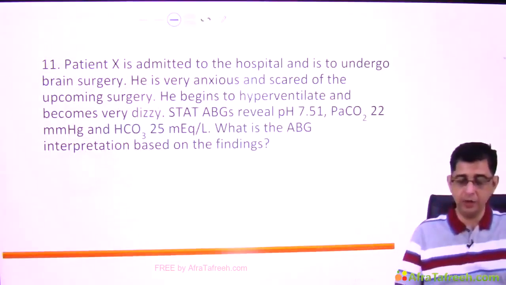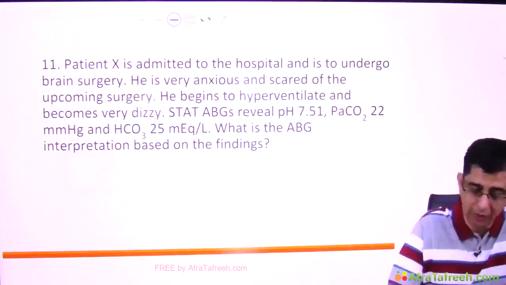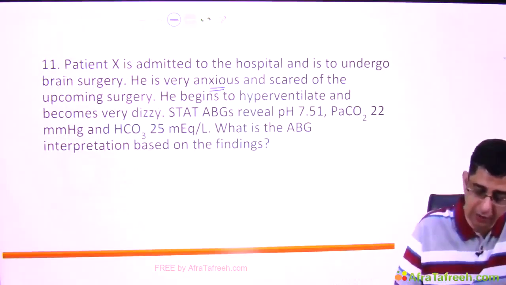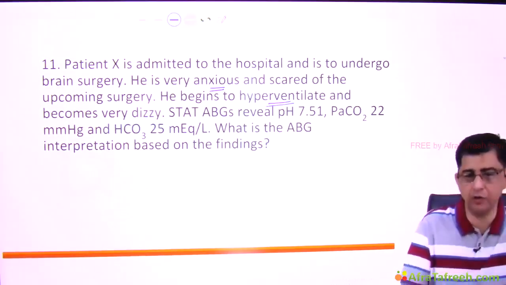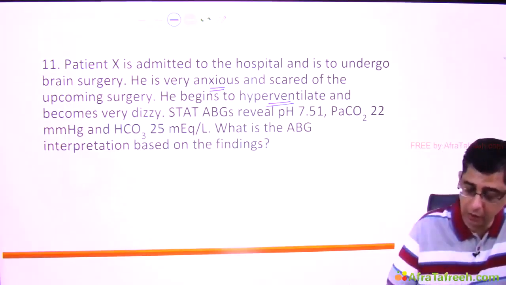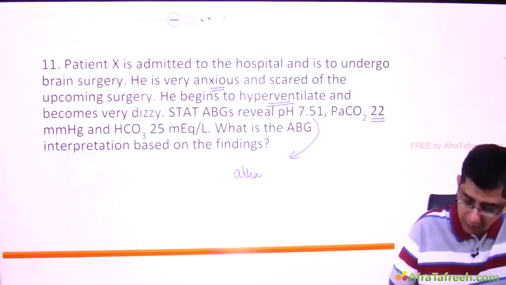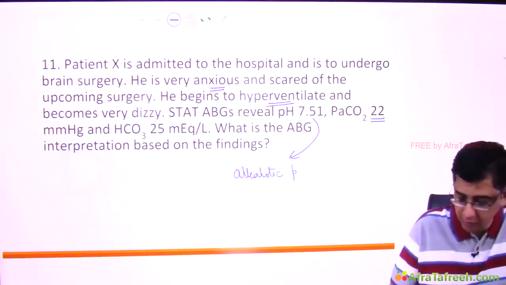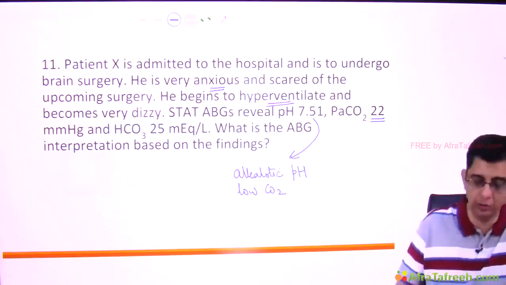A patient is admitted to the hospital and is to undergo brain surgery. He is very anxious about the surgery. He begins to hyperventilate, so half the job is done. In any patient with hyperventilation, there will be a carbon dioxide washout from the body. This patient has an alkalotic pH. There are two reasons for alkalotic pH. Either it should be low CO2 or it should be elevated bicarbonate.